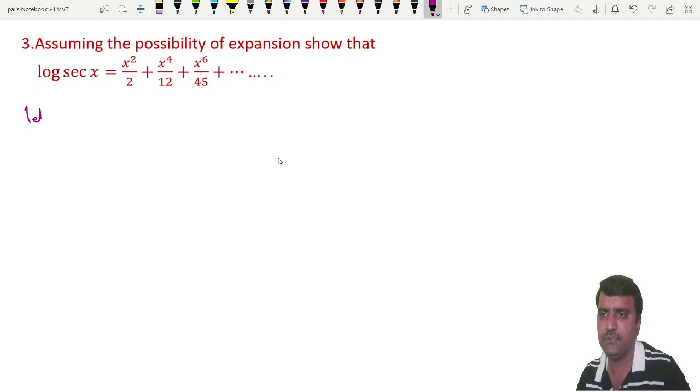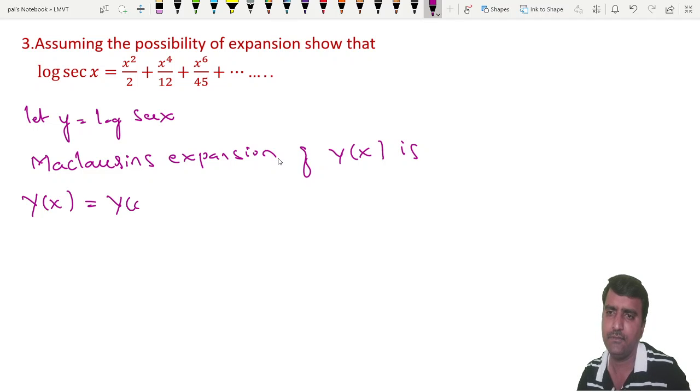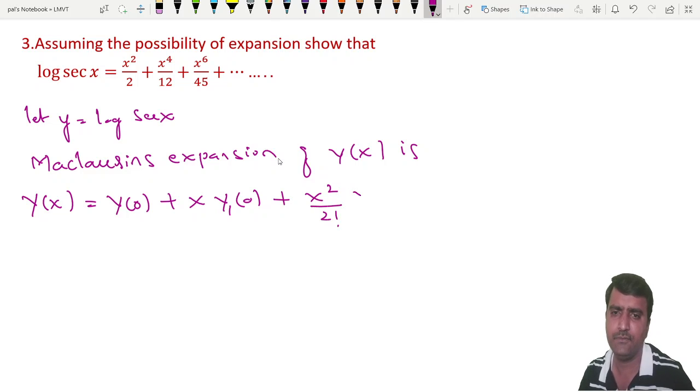So let y is equal to log of secant x. Maclaurin's expansion of y of x is y of x is equal to y of 0 plus x into y1 of 0 plus x square by 2 factorial into y2 of 0, and it continues up to x to the power 6, as given. So let us see how much it is possible to find the value.